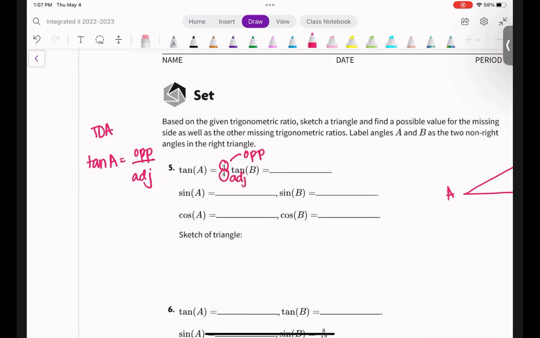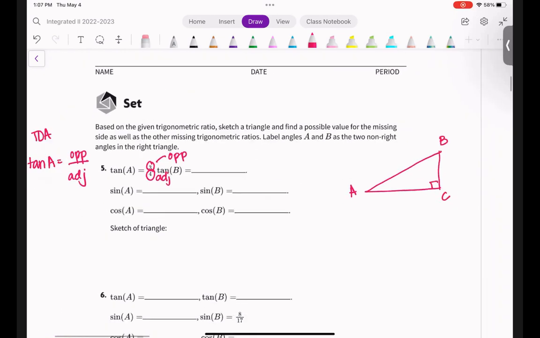Does everybody see that? Since the tangent of A equals 3/4, then that means that the opposite side of A has to be 3, and the adjacent side has to be 4. Is anybody lost on this? Everybody's okay with this? Okay.